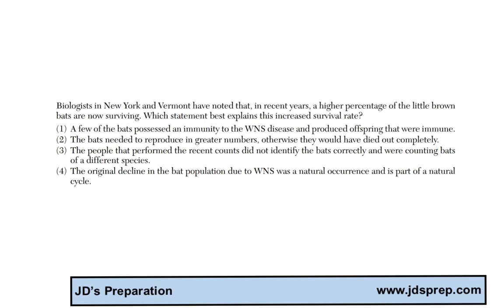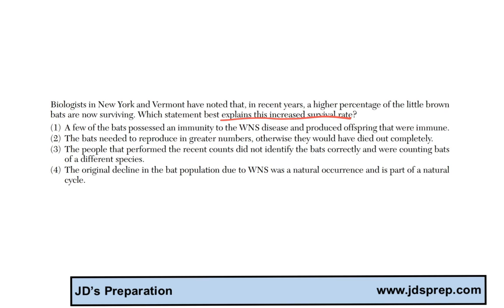Because we're looking at why the higher percentage of the little brown bat is surviving, we want to know what happened to increase the survival rate. Well, of those little brown bats that survive, they had some sort of immunity to white nose syndrome. And because they had that immunity, they were able to produce offspring that were also immune. Therefore, this is the reason why they were able to survive. And our final answer is option 1.